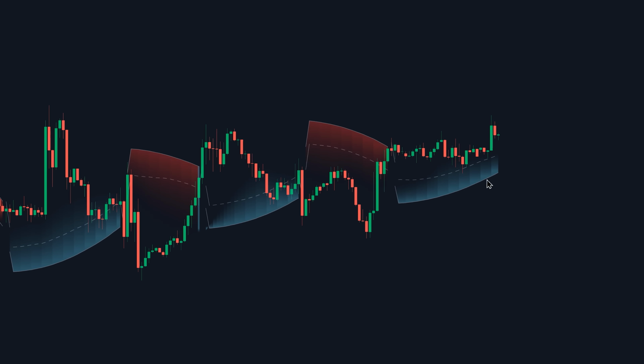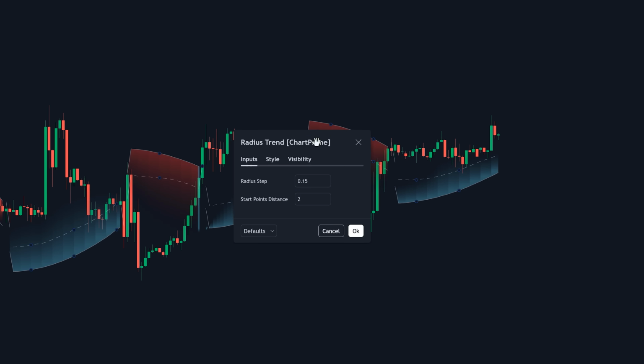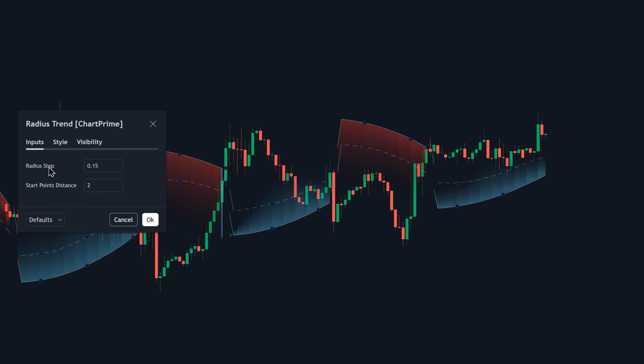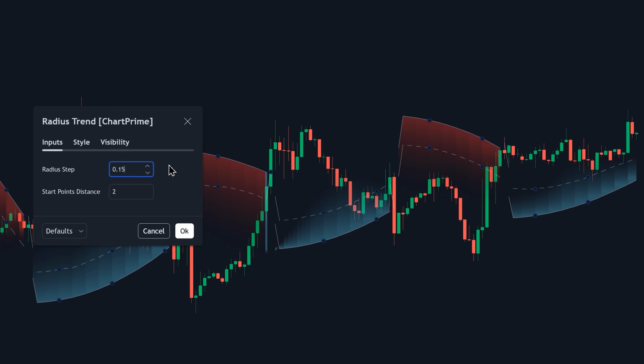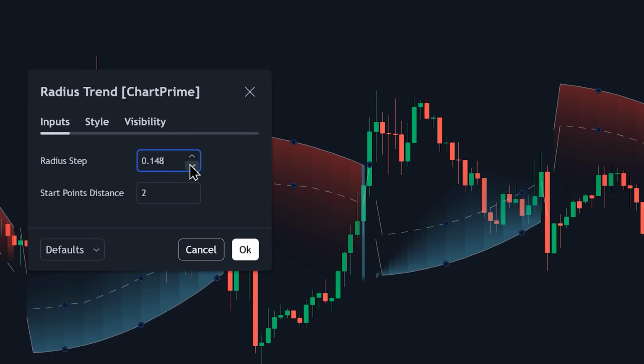Looking at the settings of this indicator, we can see that on the Inputs tab, there is a radius step option, which determines how quickly the trend line adjusts its angle. A smaller value is gonna make the indicator more responsive to price changes, but can also produce more noisy signals. So finding a balance between low numbers and higher numbers is recommended.